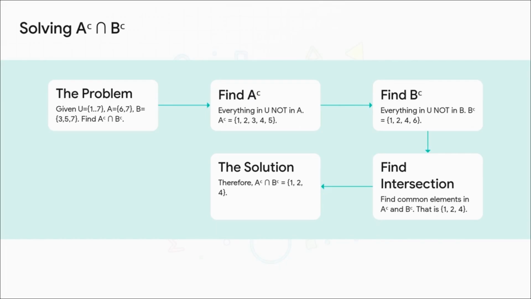First, what's the complement of A? That's everything in our universe that isn't 6 or 7. So that's 1, 2, 3, 4, 5. Got it? Next, the complement of B, everything that isn't 3, 5, or 7. Okay, that gives us 1, 2, 4, 6. Now we've got our two new sets.